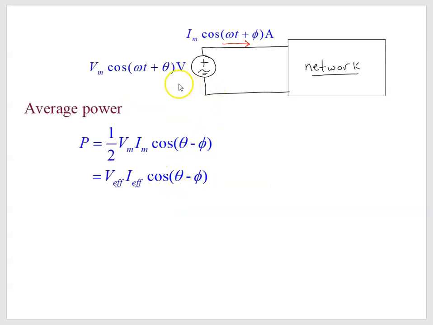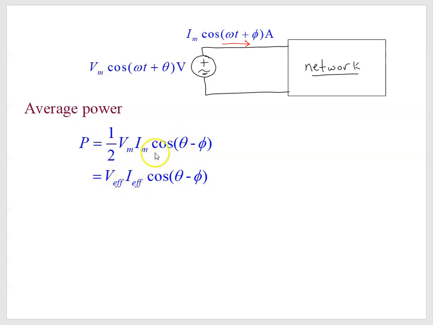So if we look at an example where we're driving a linear network with a cosine function with frequency omega and a voltage amplitude Vm, then we're going to get a current that's going to be sourced with an amplitude of Im, still frequency of omega, and we'll have a relative phase shift between the current and the voltage depending upon the load. Our average power we can calculate with amplitudes, 1/2 the product of the voltage and current amplitude, times the cosine of the difference of the phase shifts, or we call them the difference of the angles.